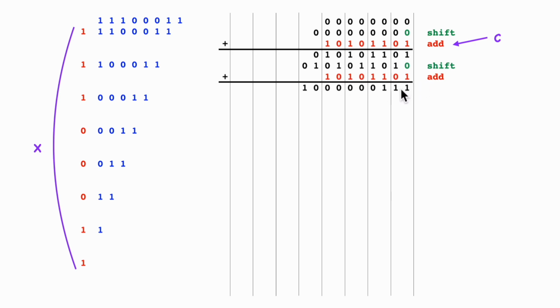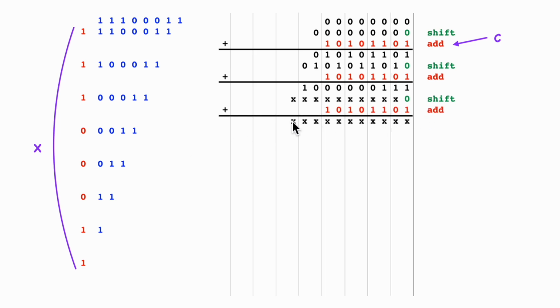And now we're going to shift over one bit to the left again. I'm not going to show the result of all these additions here. Instead, I'm just going to show x's to illustrate how many bits would be taken up by any possible addition. And then we look at our next bit. It's also a 1. So again, we add in another copy of c, and here's our result. And then we look at our next bit. Oh, we have to shift that first, so we shift it over one bit to the left.